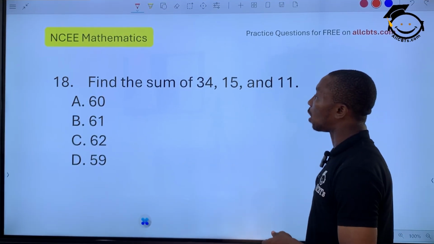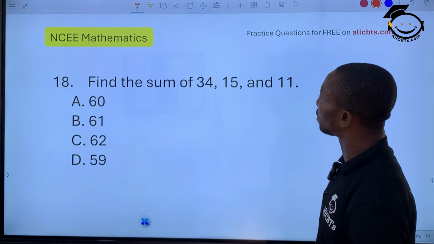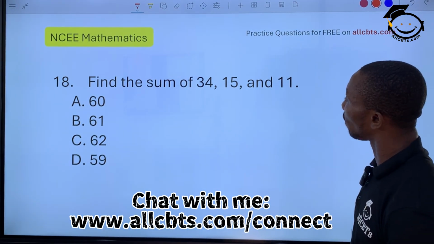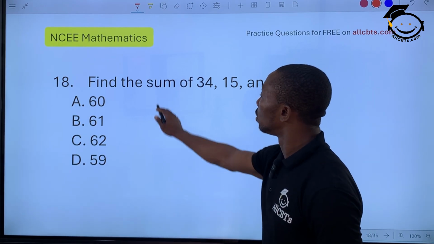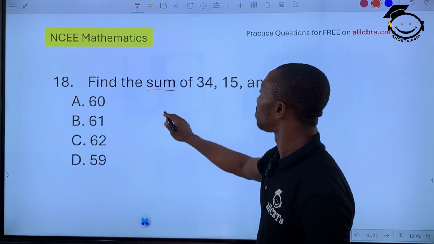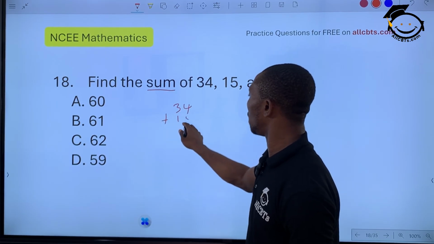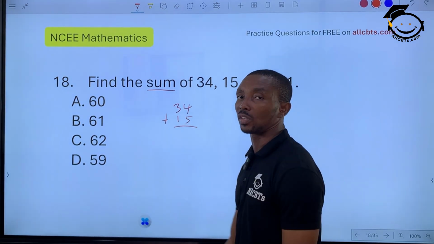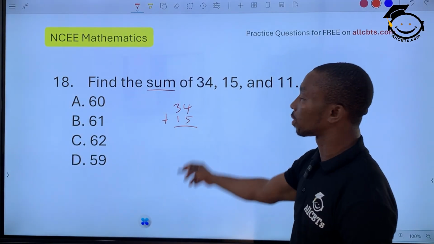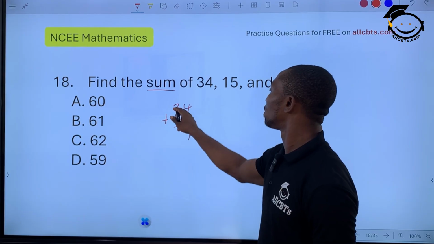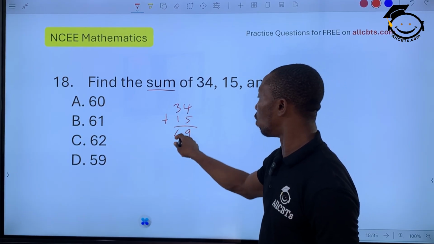Find the sum of 34 and 15 and 11. All right. Now, since we are dealing with sum, this becomes 34 plus 15. Now, 4 plus 5 gives us 9. We write 9. 3 plus 1 gives us 4.